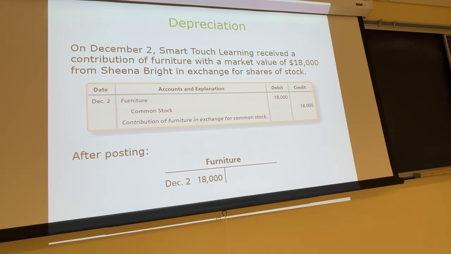So here's an example. It says Smart Touch Learning received a contribution of furniture with a market value of $18,000 from Sheena Bright in exchange for shares of stock. So we will debit the furniture account, $18,000. We credit common stock, $18,000. And again, this is the initial journal entry. It's not the adjusting journal entry yet.